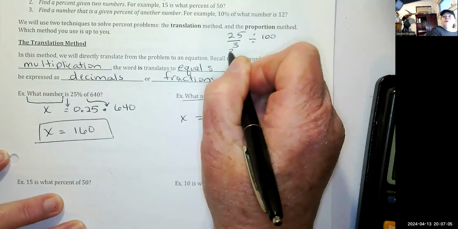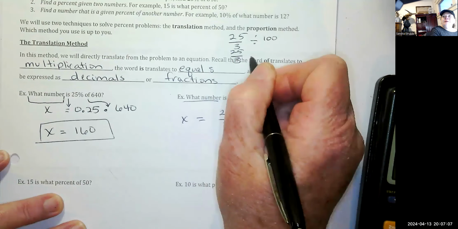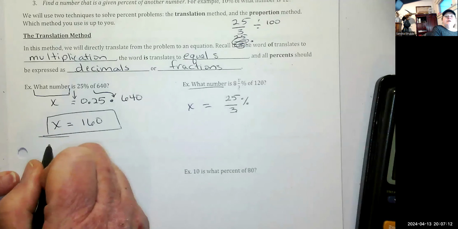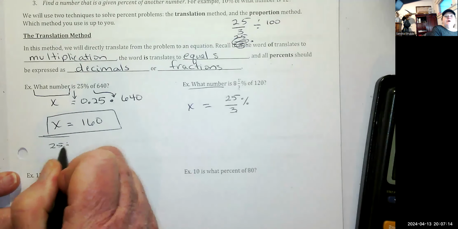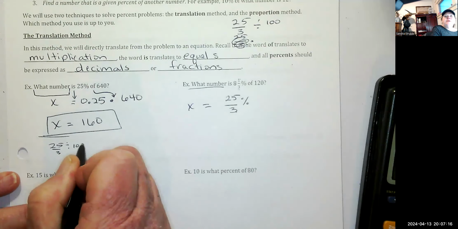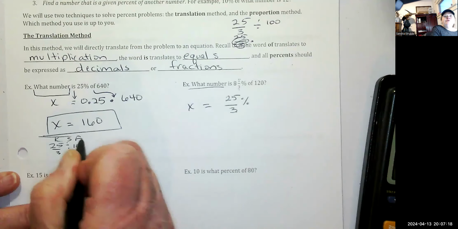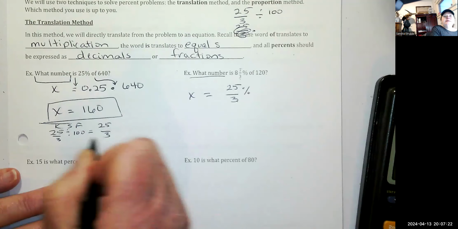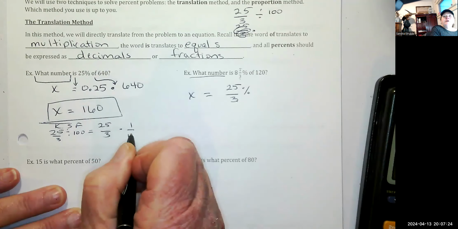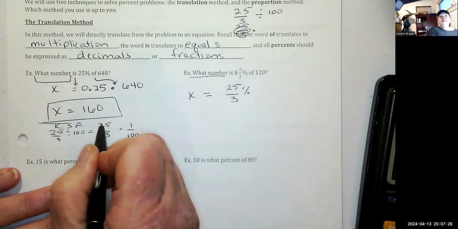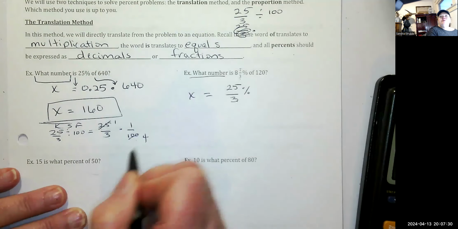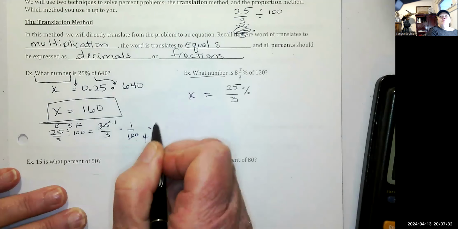25 over 3 divided by 100. We're going to keep, switch, flip. So that becomes 25 over 3 times 1 over 100. These two reduce by 25. This one becomes 1, this one becomes 4. So this is equal to 1/12.